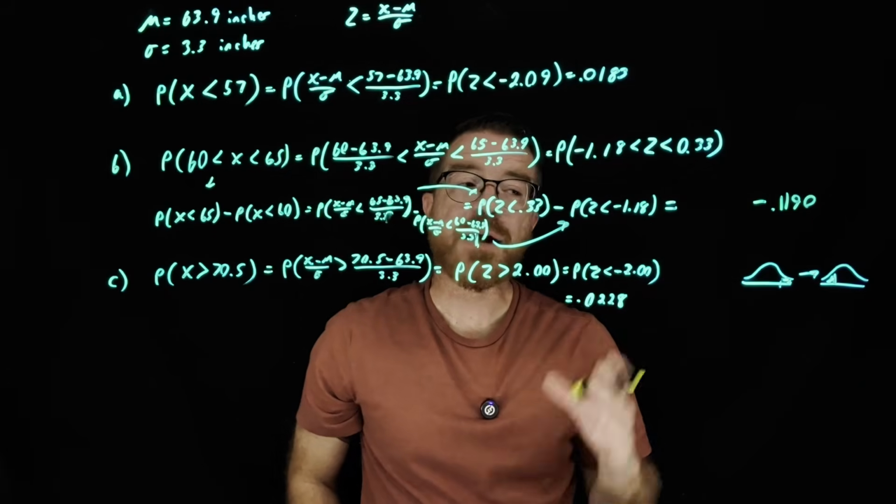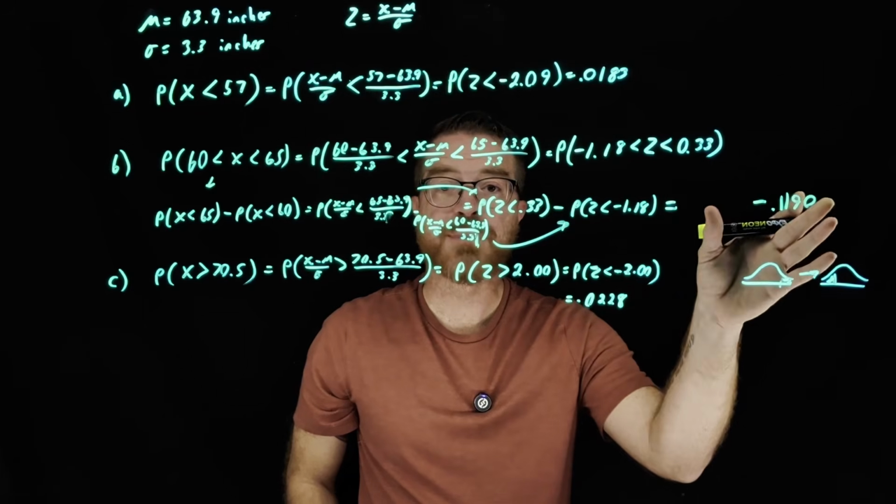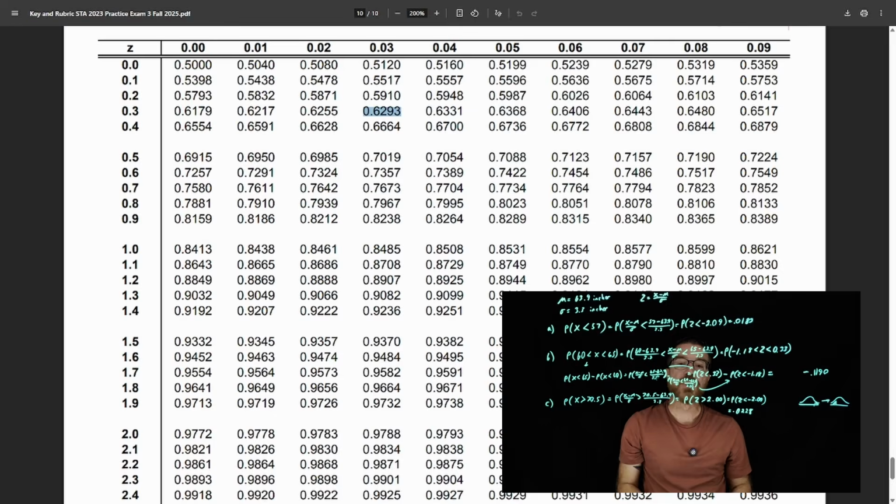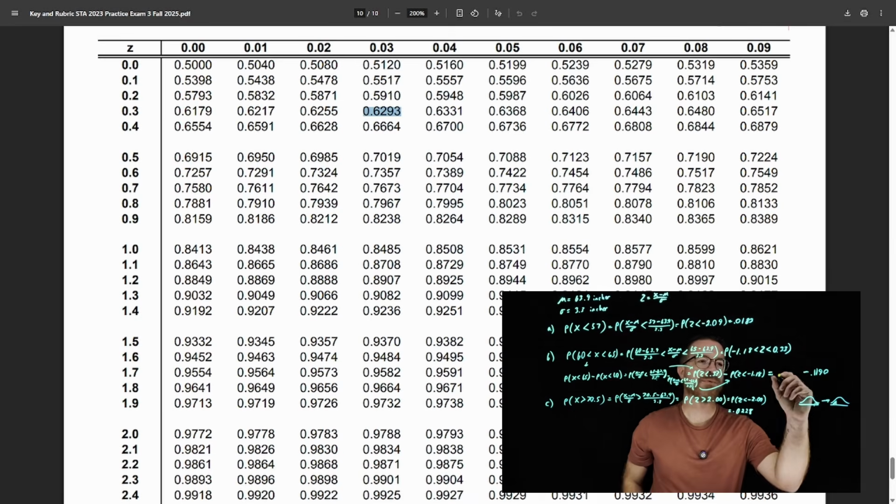0.1190. And now for our last thing, before we can actually solve for what this probability is, we need to figure out what is our probability z is less than 0.33. So now that we're on our positive z table, we go down to 0.3, we go over to 0.03, and we get a probability of 0.6293.